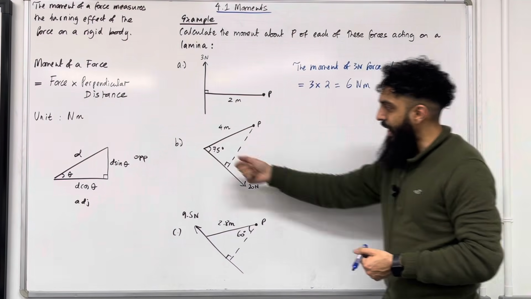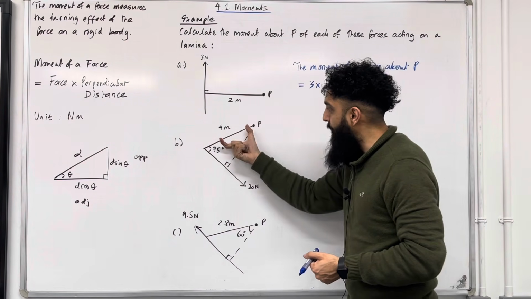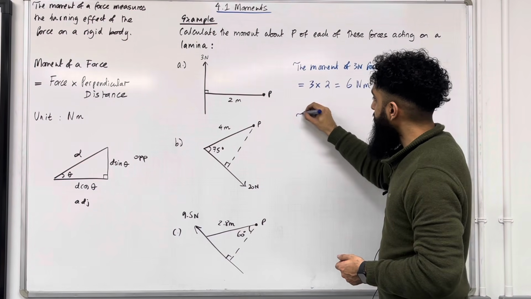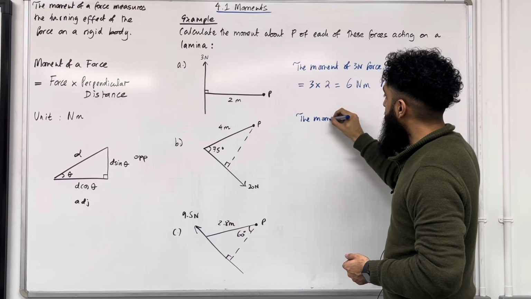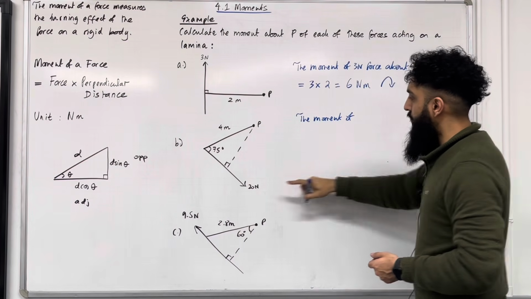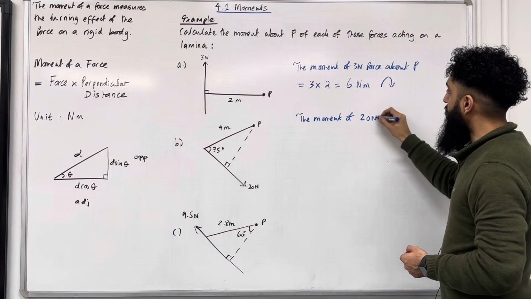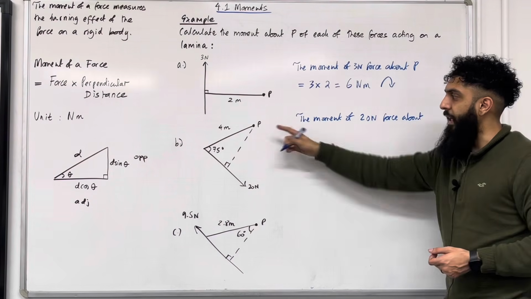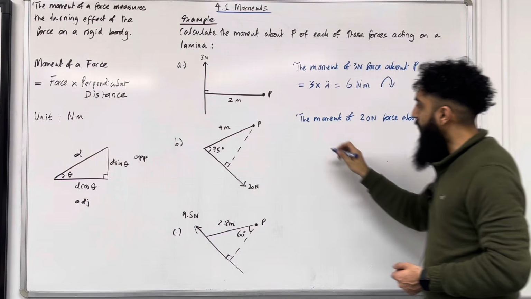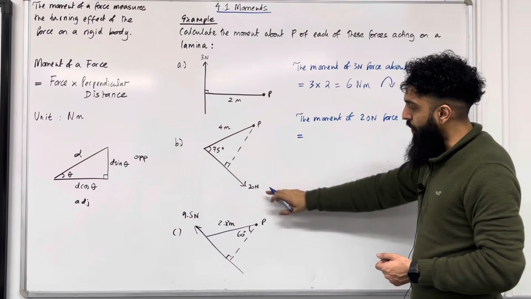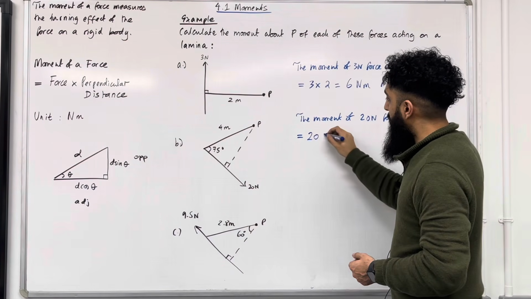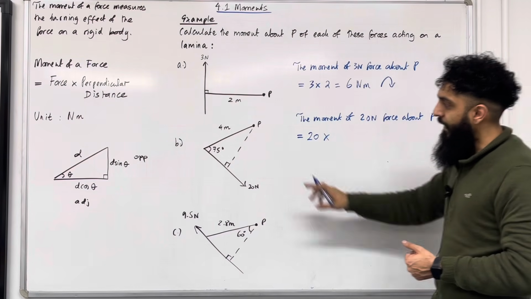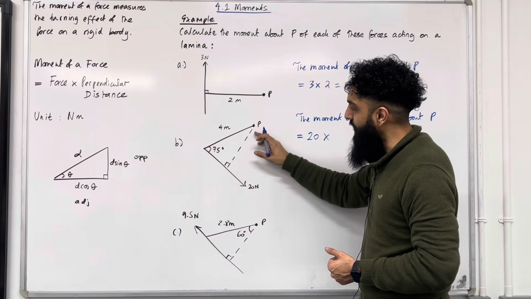So we've got the 20 Newton force. Here is the lamina. Here is the fixed point P. We want the moment of 20 Newton force about the fixed point P. This will equal the force itself, which is 20, multiplied by the perpendicular distance from the point P to the force. That perpendicular distance is this distance over here.